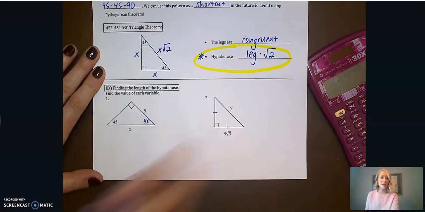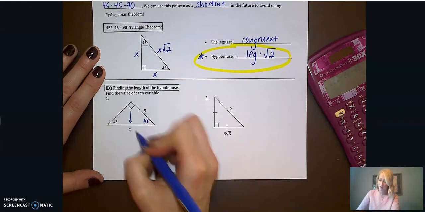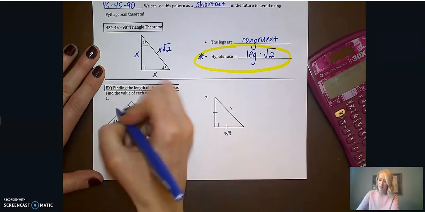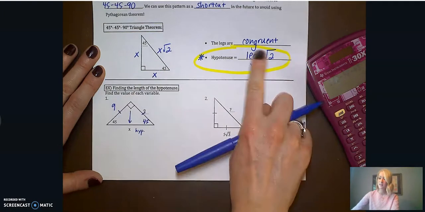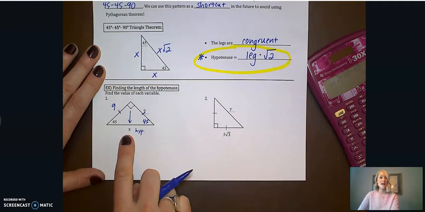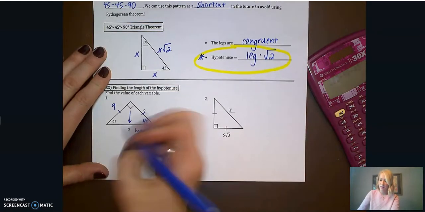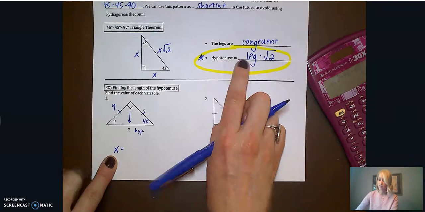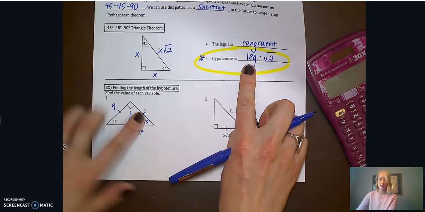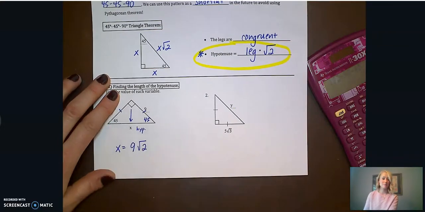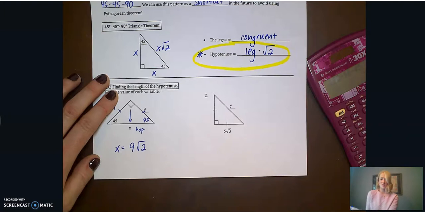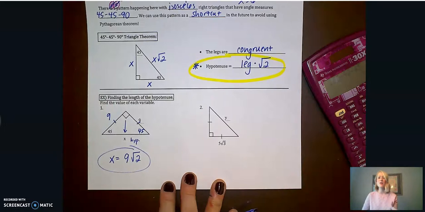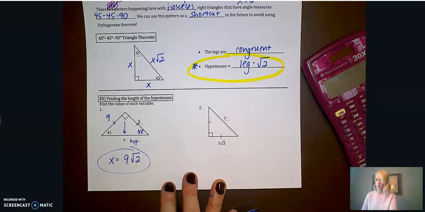So watch here. The legs should be the same. So, okay, this is the hypotenuse. Let's all be clear of that, across from the 90. So if this one's 9, this one's 9. Legs are congruent. To get the hypotenuse, I don't have to do anything. X is the hypotenuse. I'm going to use this shortcut right here. The hypotenuse, X, should equal the leg, which is 9, times radical 2. You guys, this is solved. I just wrote the answer. 9 radical 2. That is it. That's so much quicker than doing Pythagorean theorem or SOHCAHTOA.